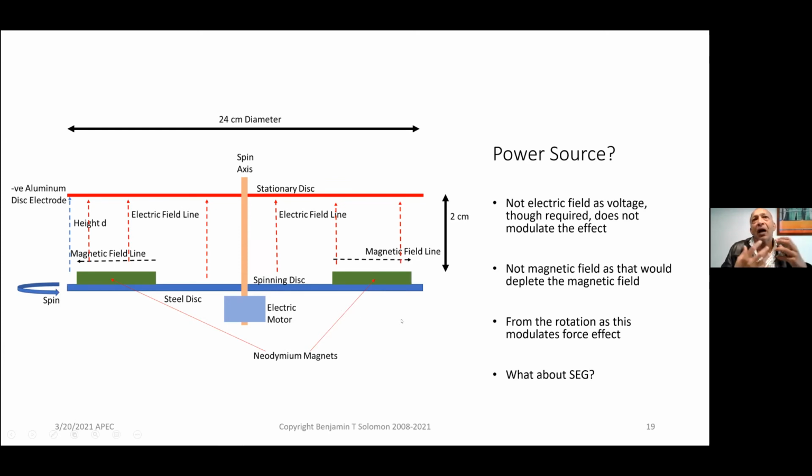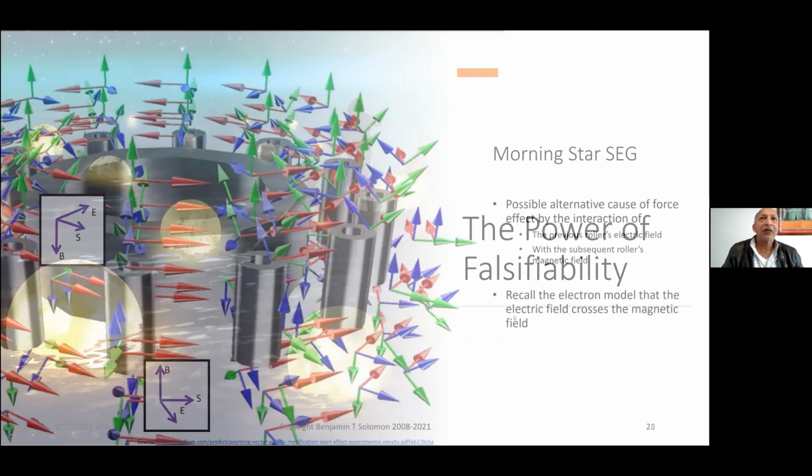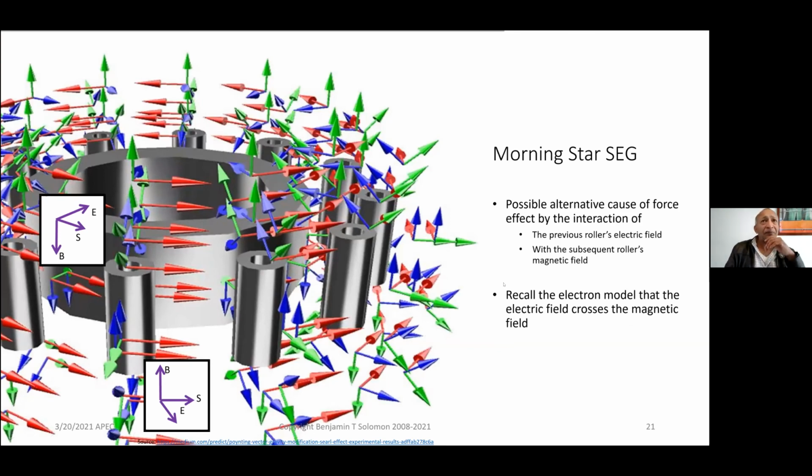So that was how the energy of the rotation was being transferred to the field effect to get the E and B fields to see the acceleration. This is the power of falsifiability, and this is the reason why falsifiability is important. If you look at the SEG, you find that the electric field, the magnetic field and the pointing vectors are in that orientation. At the back and at the front, it's in this orientation.